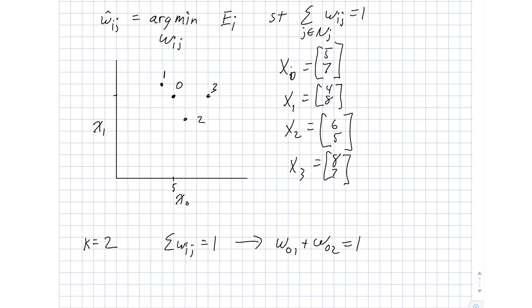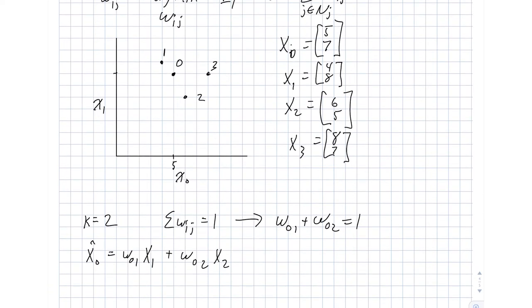So what this means is that we go to estimate our X0. This is going to be equal to W01 times X1 plus W02 times X2, and that's it. And then we can use this relationship to write it this way. And I'm going to just simplify things in this way. So it's just going to be wX1 plus 1 minus w X2, since we have only the 1.